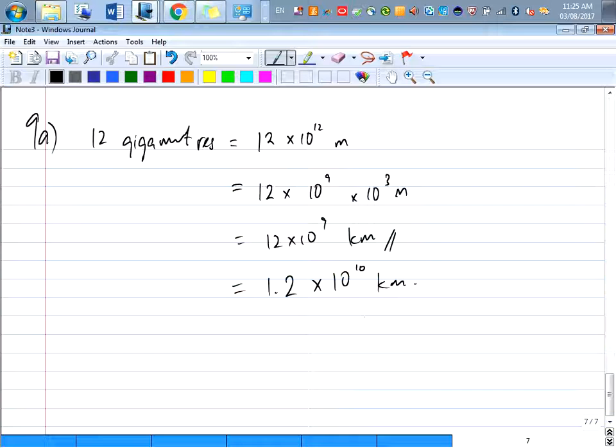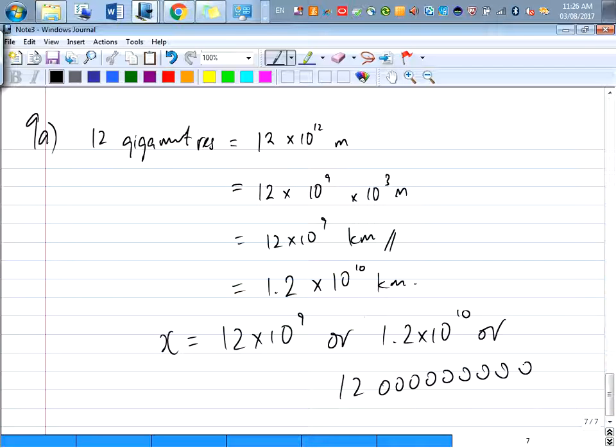Yes, yes. The first number is greater than or equal to 1, and the upper limit is smaller than 10. They never say standard form. It's just a way of representing the number. Or you can choose to write 1 2 0 0 0 0 0 0 0 0 0, you'll still get the answer. So x is equal to 12 times 10 to the power of 9, or 1.2 times 10 to the power of 10, or whatever you like. I'm wondering why there are so many.